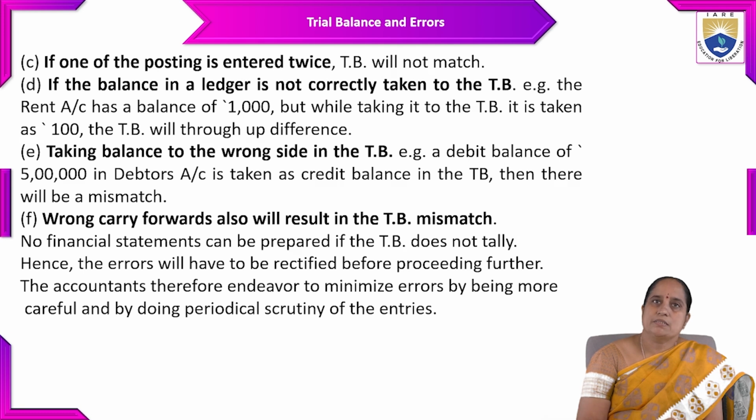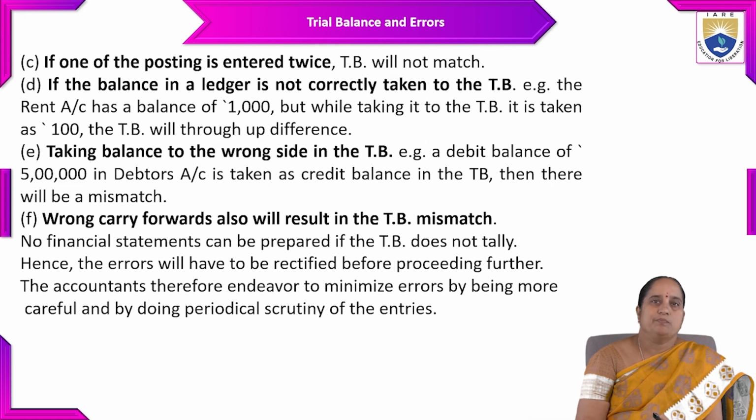Fourth one, if the balance in a ledger is not correctly taken to the trial balance. For example, the rent account has a balance of 1000, but while taking it to the trial balance, it is taken as 100. Then the trial balance will throw up a difference. Next one, taking a balance to the wrong side of the trial balance. For example, a debit balance of 5 lakhs in the debtor's account is taken as a credit balance in the trial balance, then there will be a mismatch. And in another case, wrong carry forwards will also result in a trial balance mismatch.